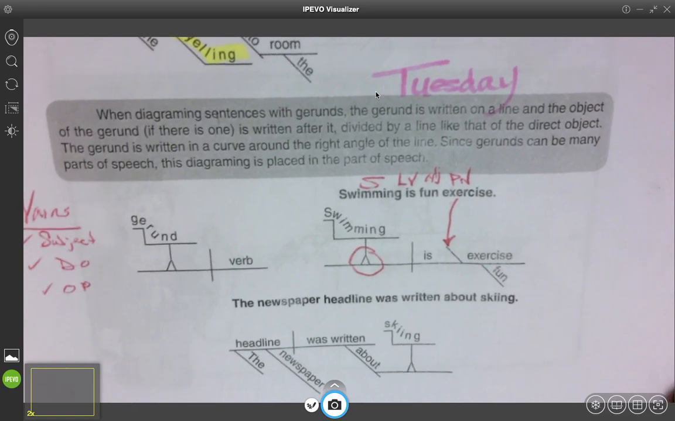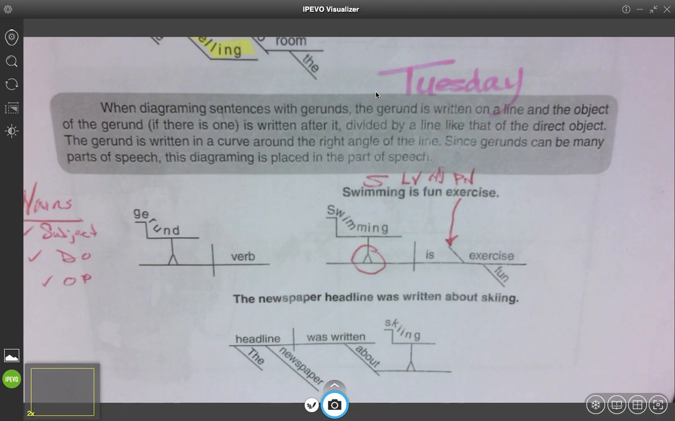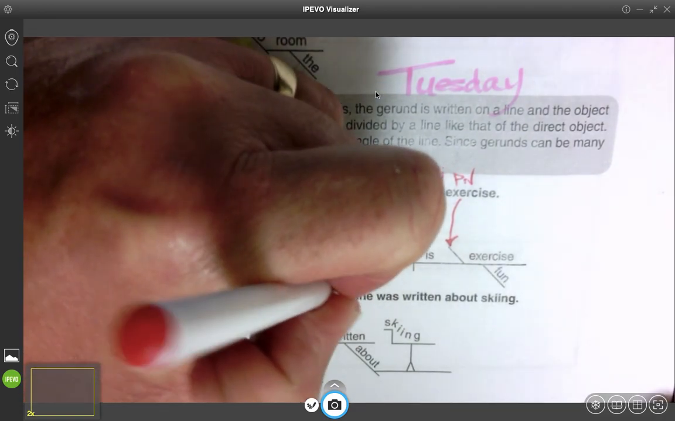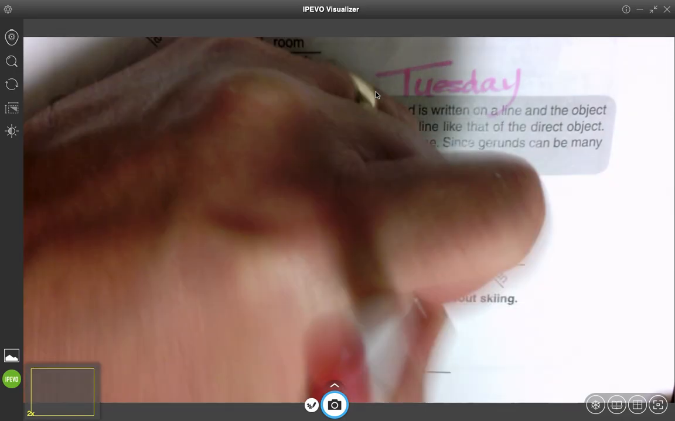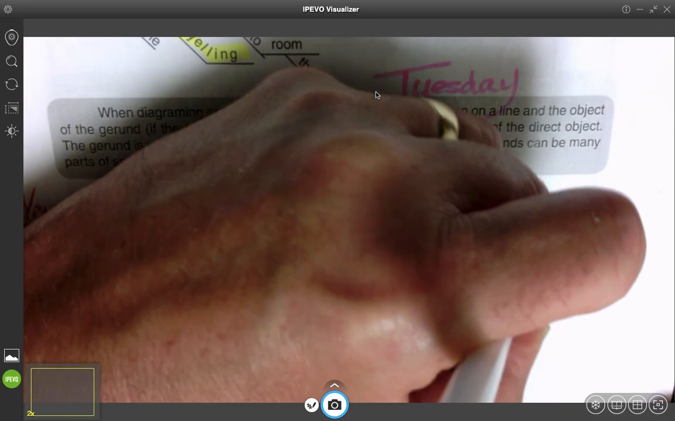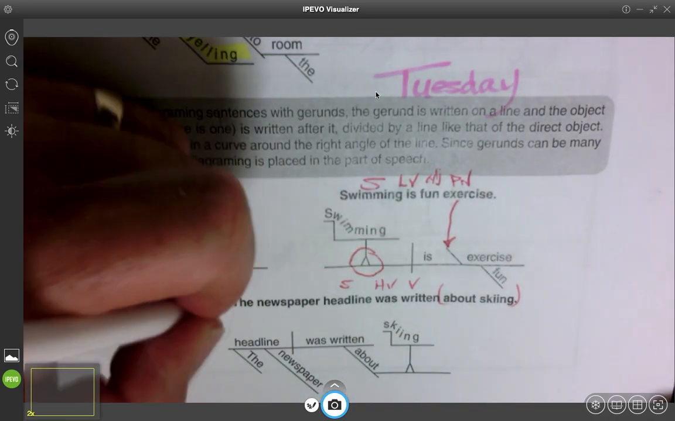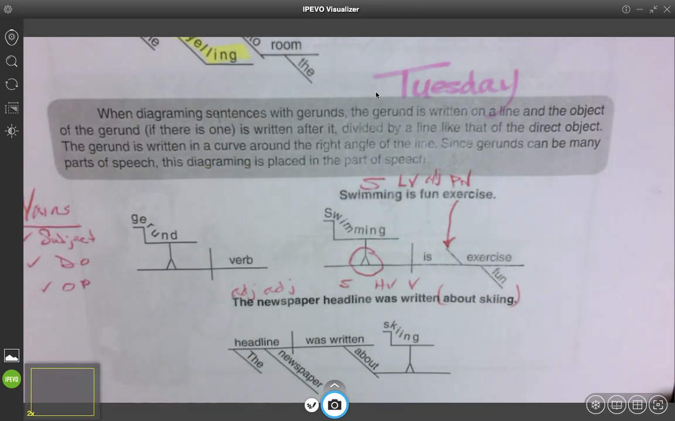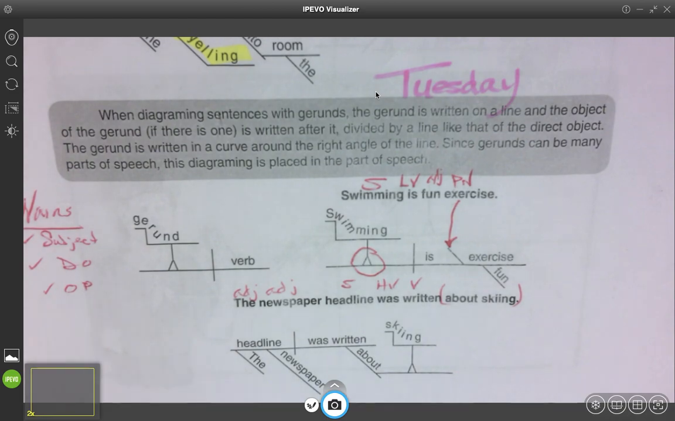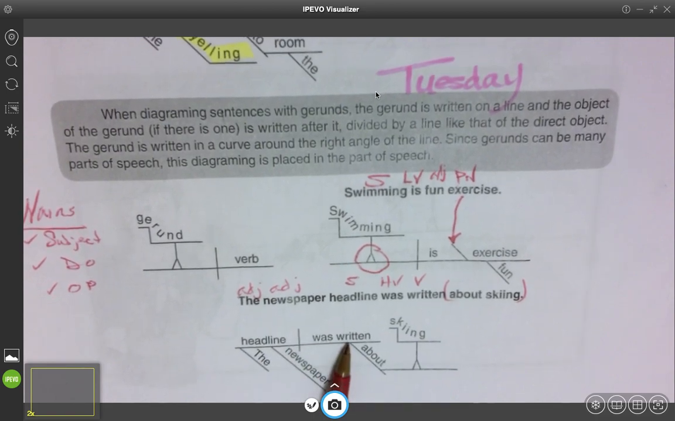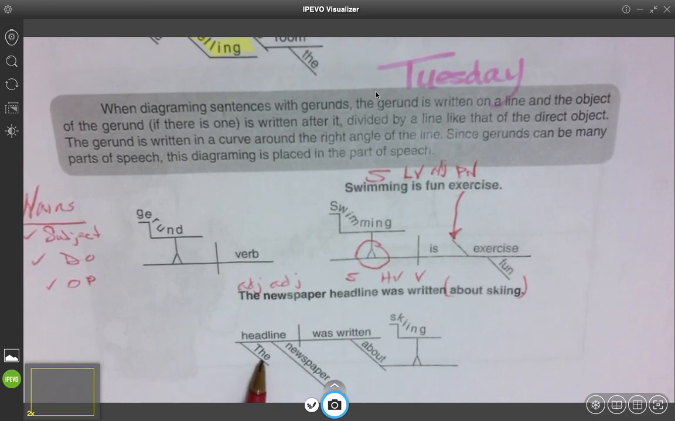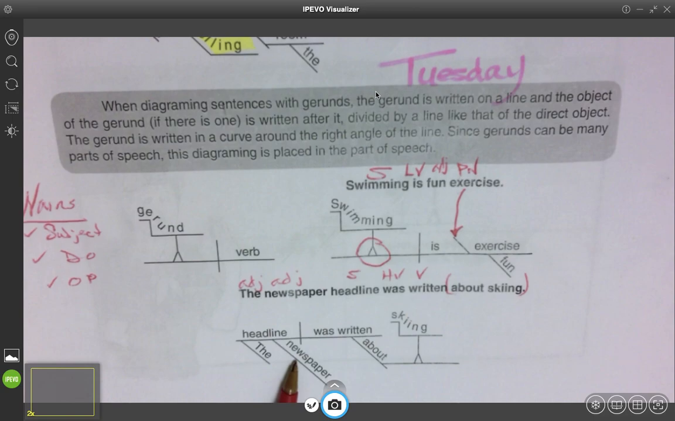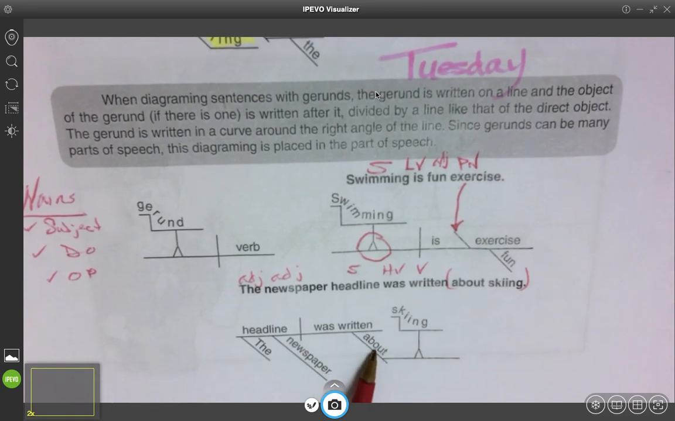The newspaper headline was written about skiing. Headline, helping verb, verb, prepositional phrase. Adjective, adjective. Now, I'll diagram those things on the sentence line first. My subject is headline. My helping verb and the verb was written. The headline, newspaper headline. My preposition, about.